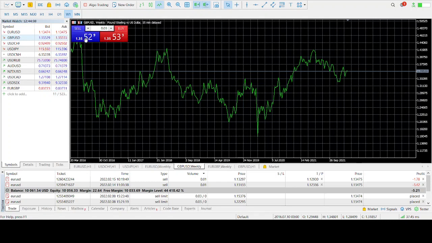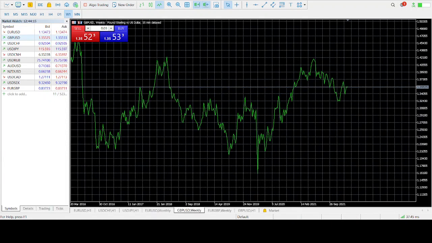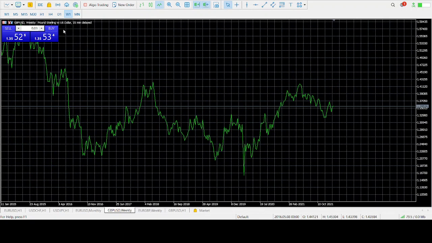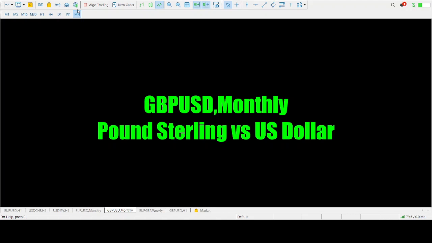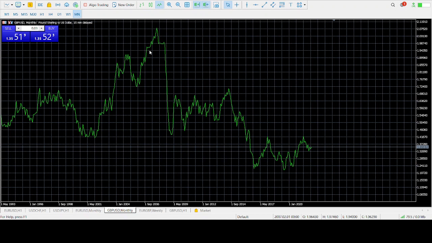Okay, so what we're gonna do today, we're gonna use this chart. Let me just expand it. We don't need the market watch either. Just close it, so we have a better screen. We will focus firstly on the monthly chart. I suggest starting with the monthly when you do your analysis, because the higher the time frame, the more important the chart, the more important the lines are.